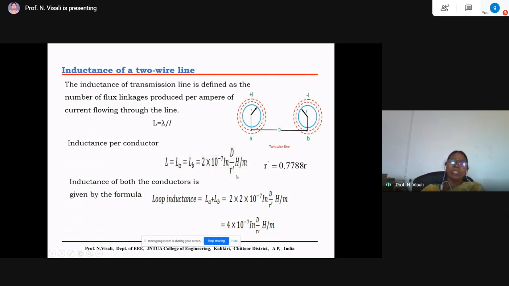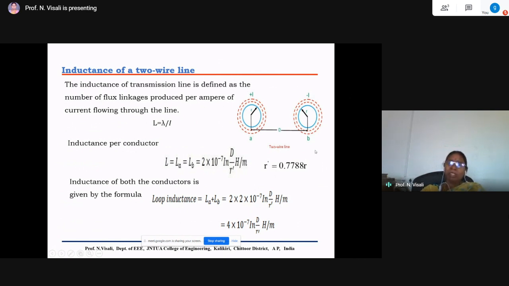You get this equation as 2 into 10 to the power of minus 7 ln d by r dash, where d is the distance between the two conductors, and r dash is the fictitious radius of the conductor. The actual r is the radius of the conductor, and the fictitious radius is nothing but 0.7788 r. If you consider this as the first single conductor individually, that is its inductance.